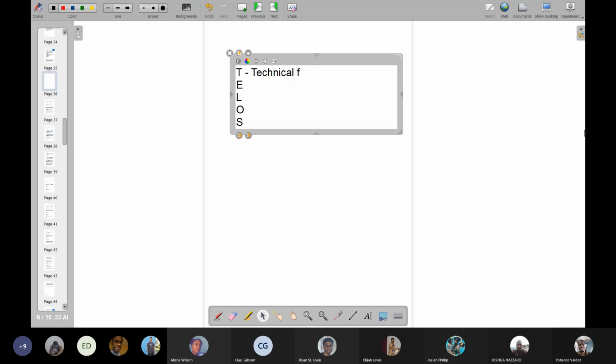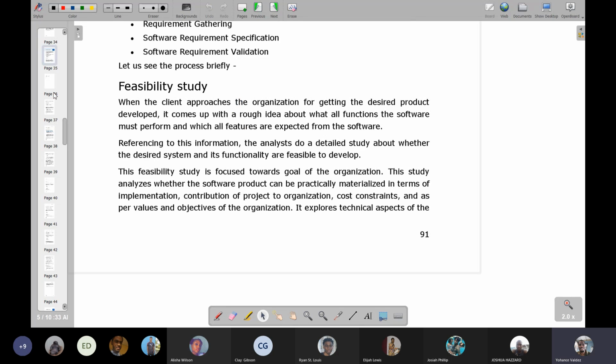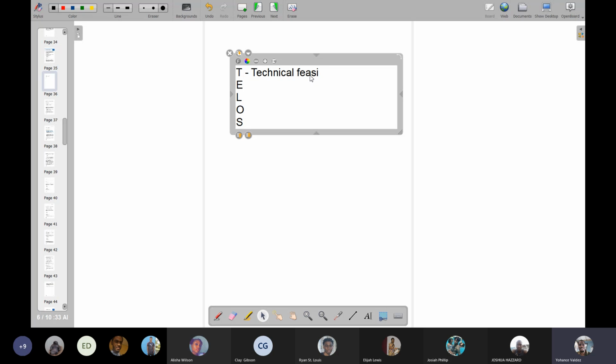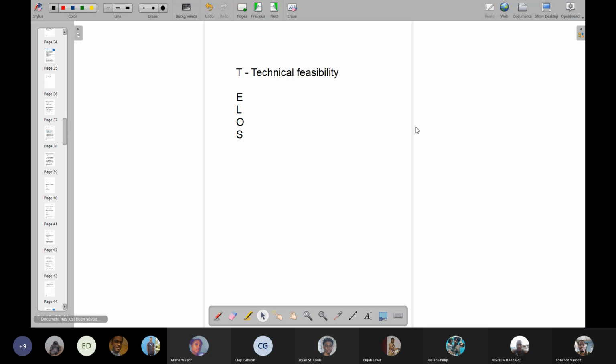It's called feasibility. Feasibility. Okay, so we have technical feasibility. And what does technical feasibility mean? Technical feasibility explores how difficult it would be to implement. Does the technology to do this exist?